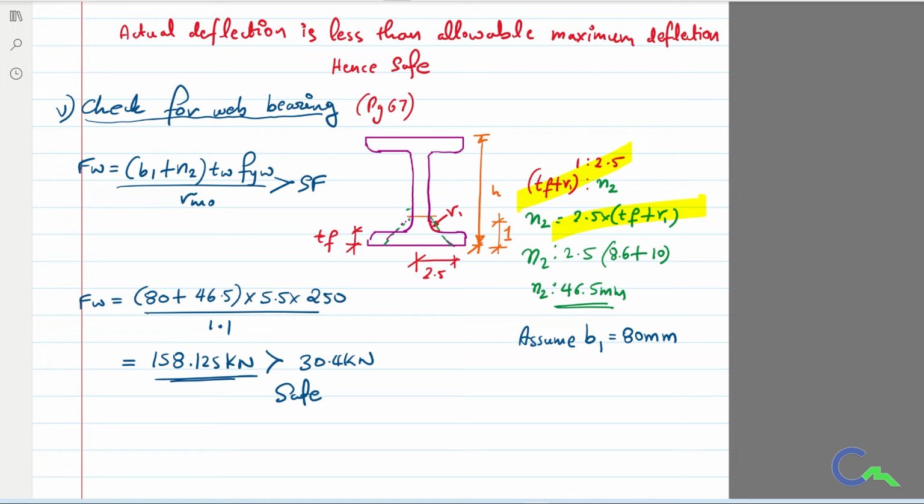I will substitute all the things in this particular equation. TW is the thickness of the web, Fy is 250, gamma m naught is 1.1. I will get 158.125, which is much greater than 30.4 kilonewton. This is nothing but the shear force. Therefore our section is safe in web bearing. Okay, all the 5 checks we have done, and it is going to pass in all the 5 checks. Therefore we can provide whatever design section we have taken.